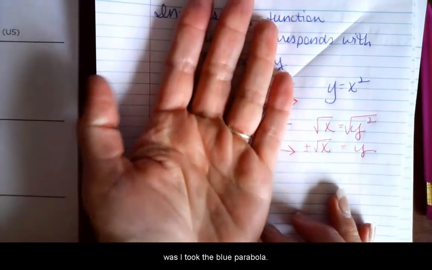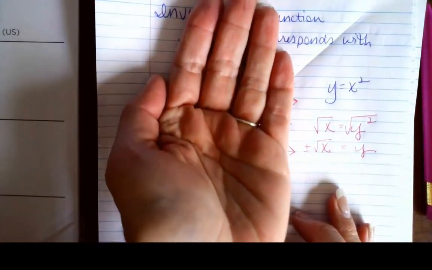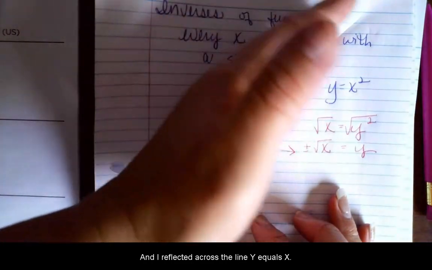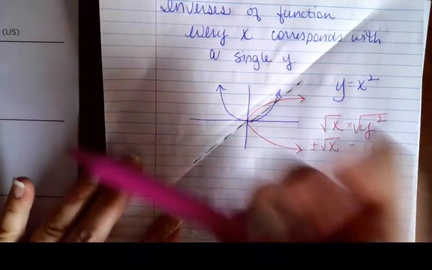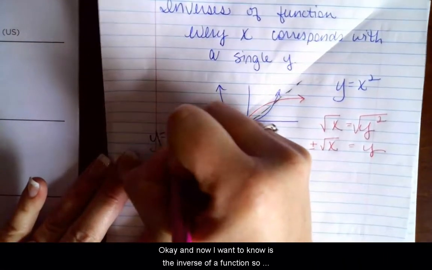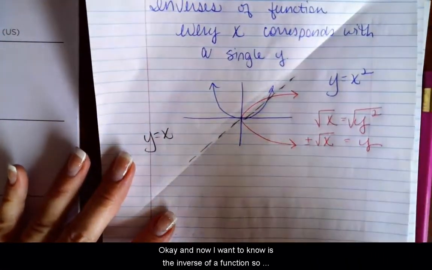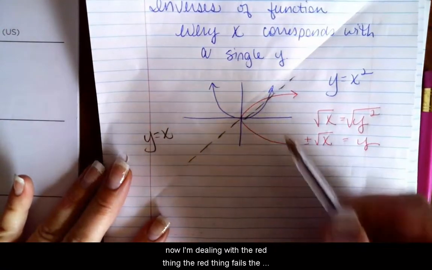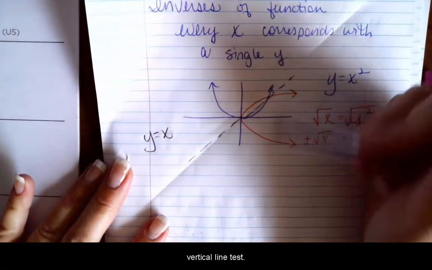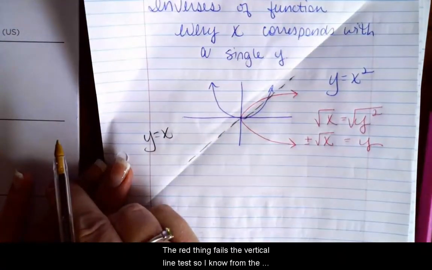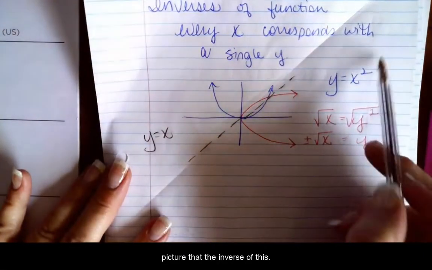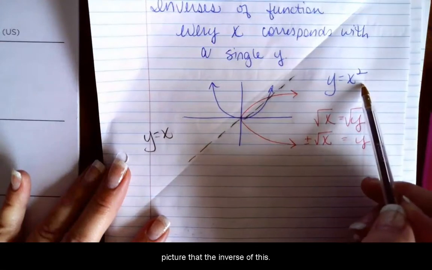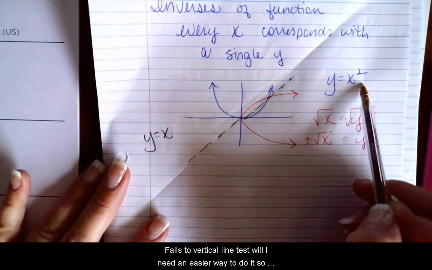So remember what I did was I took the blue parabola and I reflected it across the line y equals x. And now I want to know, is the inverse a function? So now I'm dealing with the red thing. The red thing fails the vertical line test. So I know from the picture that the inverse of this fails the vertical line test.